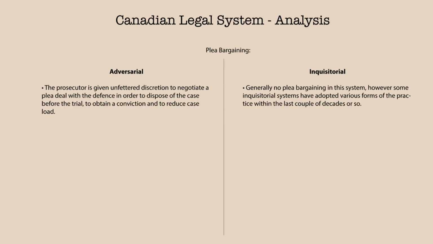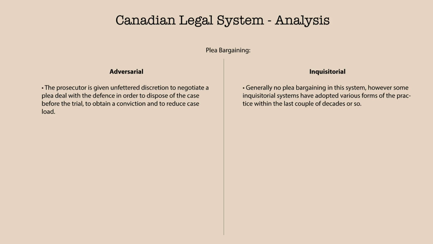Next, plea bargaining. In adversarial systems, the prosecutor is given unfettered discretion to negotiate a plea deal with the defense in order to dispose of the case before the trial, to obtain a conviction, and to reduce caseload. In the inquisitorial system, generally no plea bargaining exists in the system. However, some systems have adopted various forms of the practice within the last couple of decades or so. So we basically adhere to the adversarial system, which uses plea bargaining.